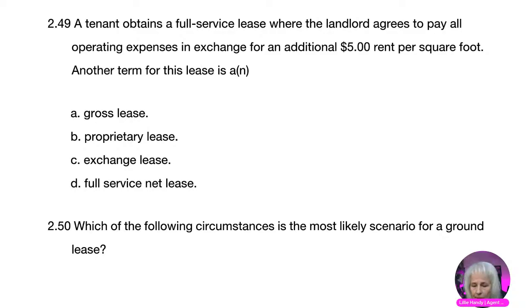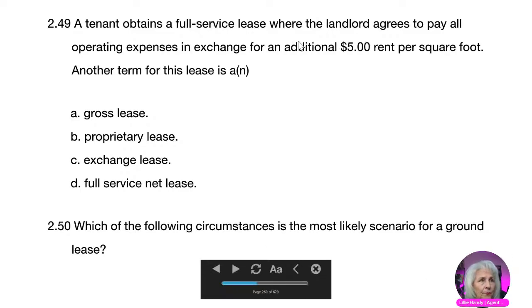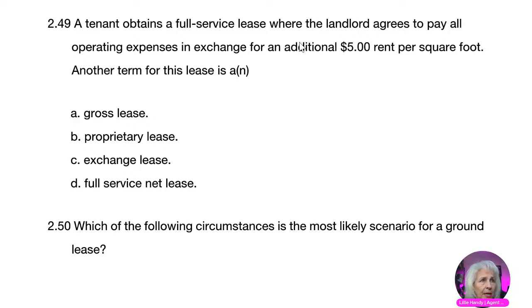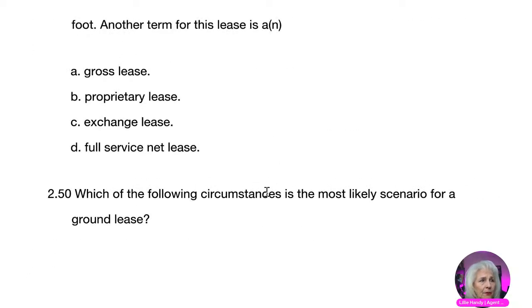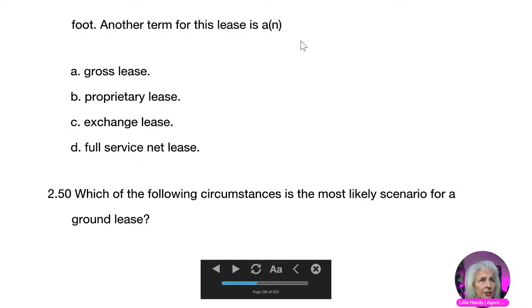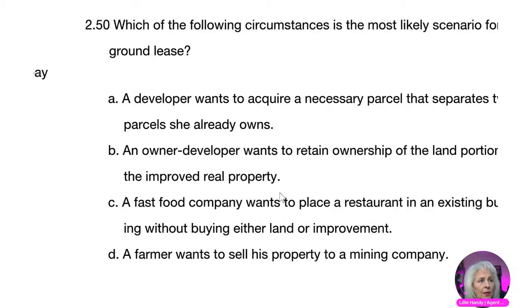Oh, shoot, I didn't type the answer for 248, or if I did, I didn't show it. So there's 248 and then 249, which is A, a gross lease, when they're renting just per square foot. They're not paying any operating expenses. When you start thinking of net leases, they're going to be paying some type of expense in addition to rent. Number 50.